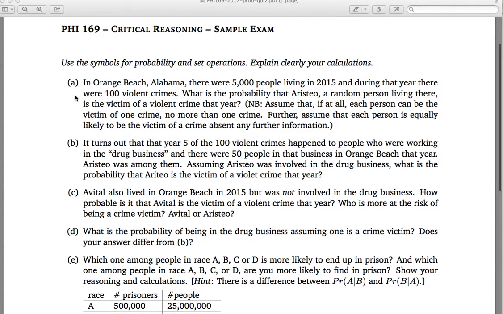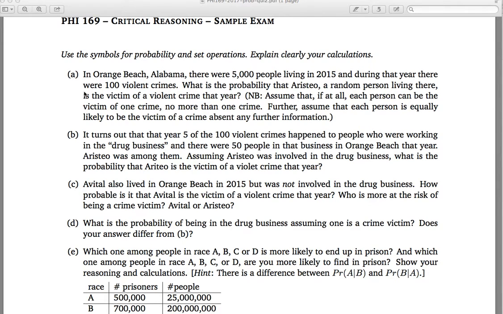So first question, question A. In Orange Beach, Alabama, there were 5,000 people living in 2005, and during that year there were 100 violent crimes. What is the probability that a random person living there is the victim of a violent crime that year? Now, here I'm asking you to assume that each person can be the victim of one crime and no more than one crime. So it's not that one person is a victim of more than one crime. And some people are victims of no crime at all, and some people are victims of some crime.